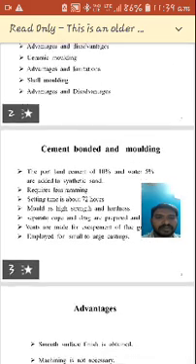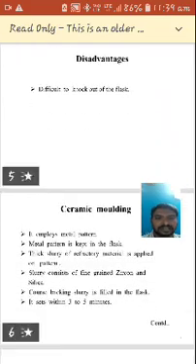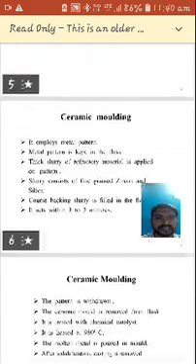Tomorrow we will discuss another type of molding process, the special casting processes, which will be seen in the next class.